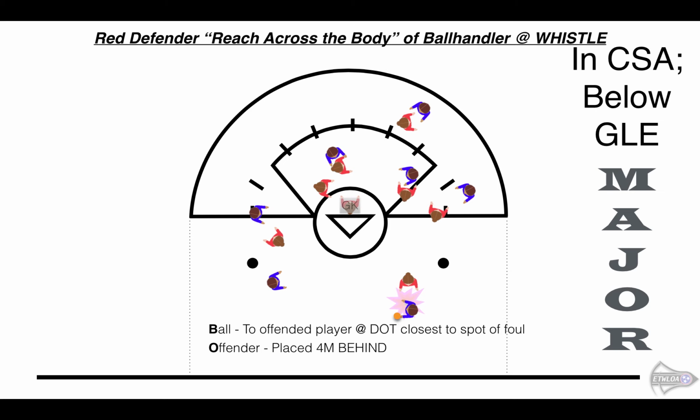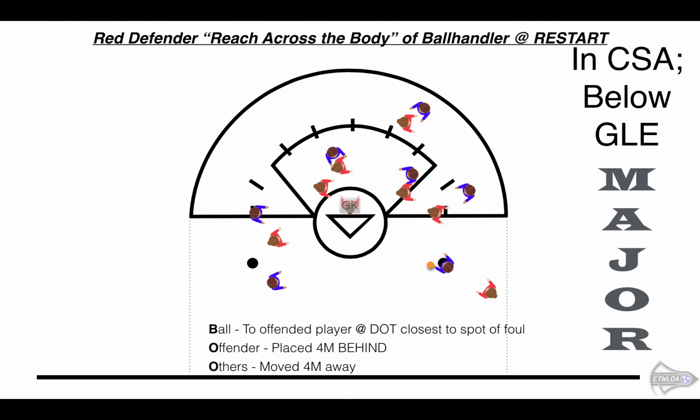The offender is going to be placed 4 meters behind, and all others will be moved 4 meters away from the new free position if required. This is the free position setup prior to the lead restarting play with their whistle.